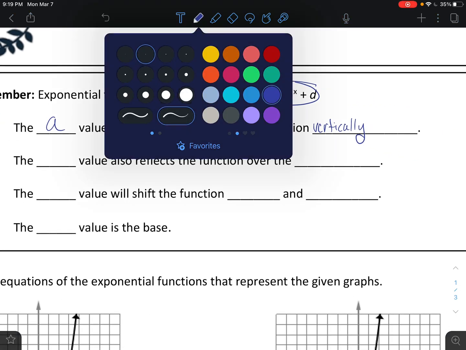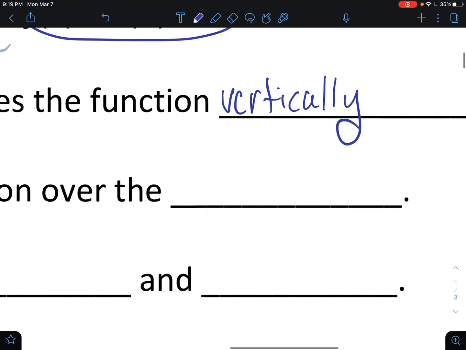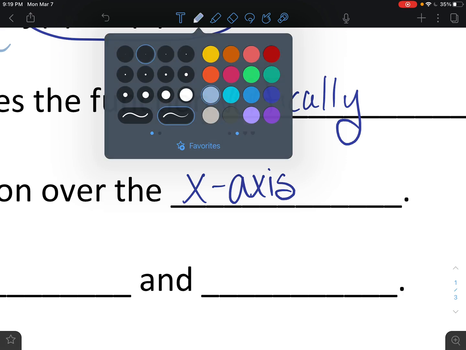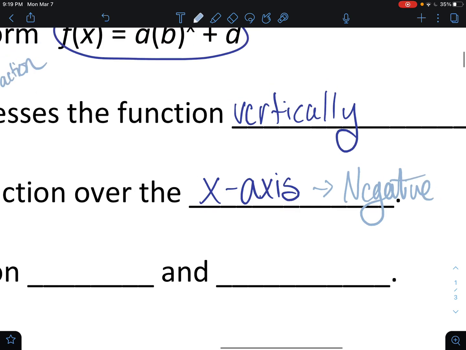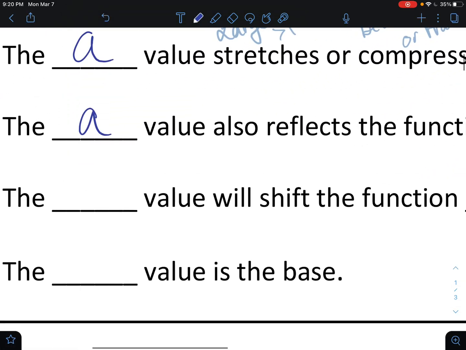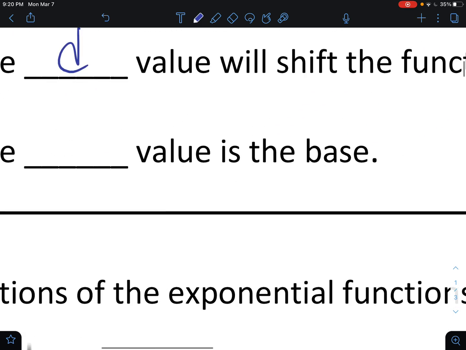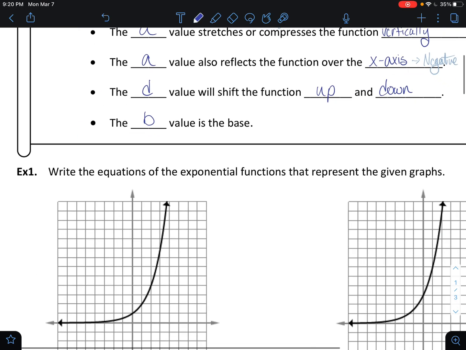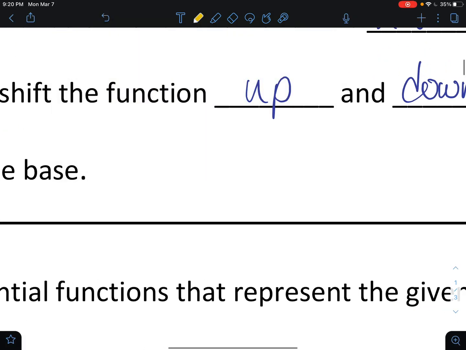Now we also know that the a value also reflects the function over the x-axis. So that's whenever it's negative. Okay. Now the d value will shift the function up and down. I'm sure you guys have already filled all this in. That's whenever we talked about those shifts. And then the b value is the base. Alrighty, so remember to find your base from a graph, because that's what we're going to be doing today. This is what we did back in that warm-up.